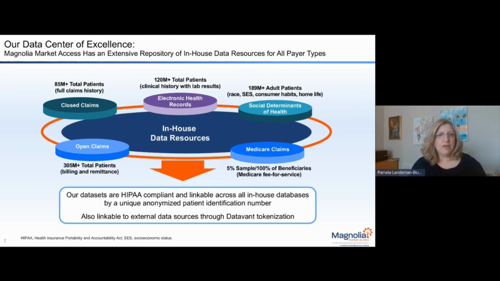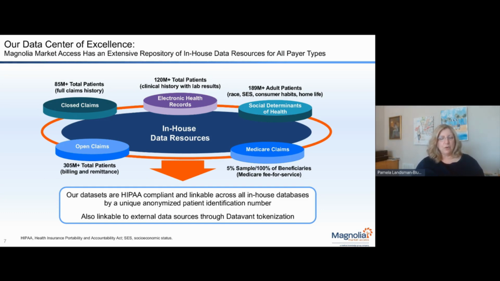So a little bit of an overview. We have a data center of excellence, and I'm actually going to be focusing primarily on the three data sources at the top: the closed claims, electronic health records, and social determinants of health. We have other data sources as well. Everything is HIPAA compliant.